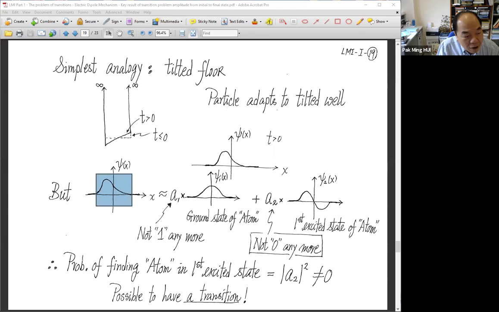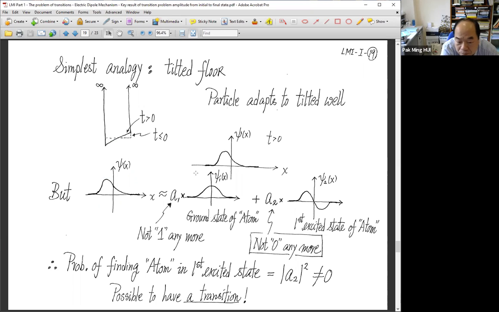I'm drawing the ground state of the tilted well. That is the perturbed flat bottom atom. Do you follow me? Questions? Is that okay? Now, then we ask, if you are given this, what is the probability that the original atom, that is to say, this dashed line flat bottom atom, if we look at the atom, that there will be a chance that you can find it in the first excited state?